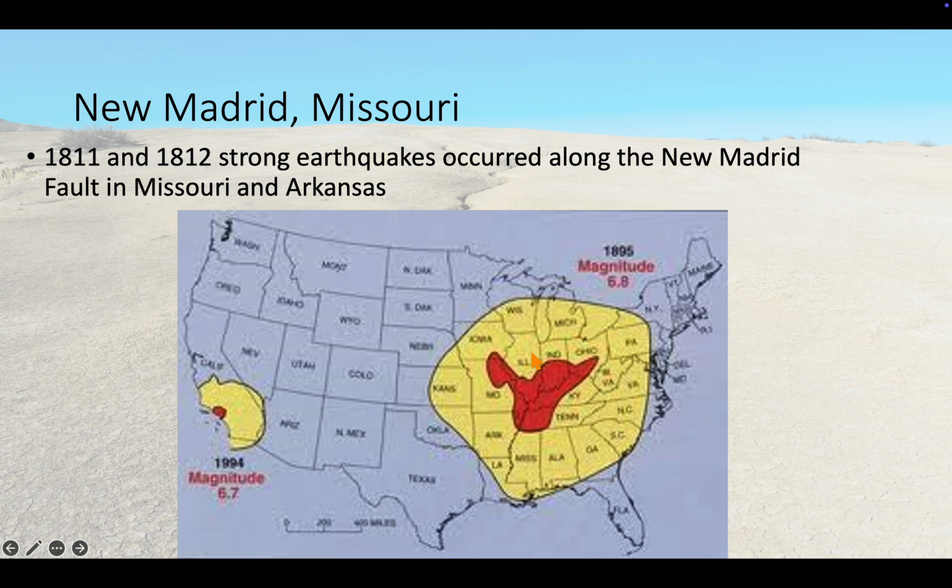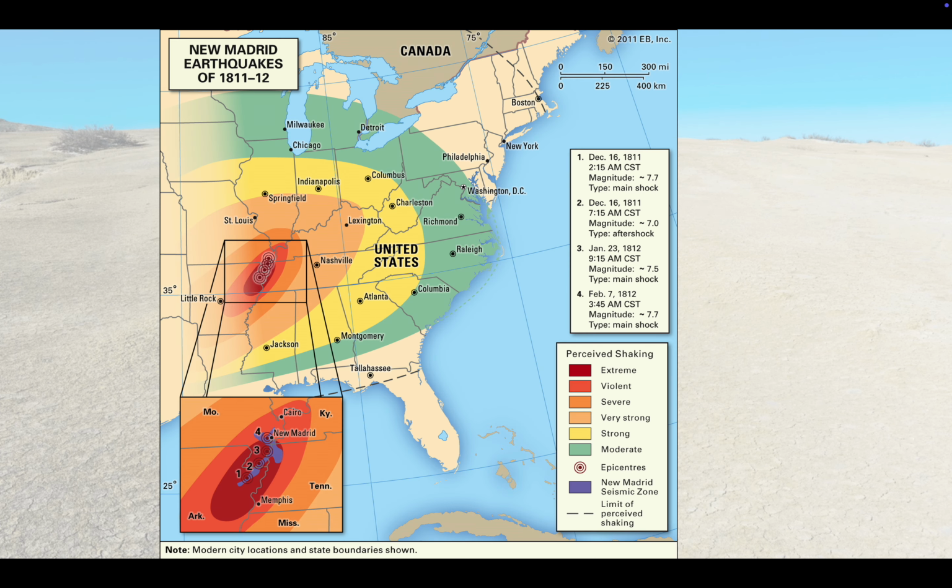1811 and 1812 are the ones that we're actually going to be talking more about, but this shows there was another one in 1895 compared to this one over here. Look at the difference in how much space that affected. Huge difference. And this was right in the middle of the U.S. There aren't any plate boundaries there.